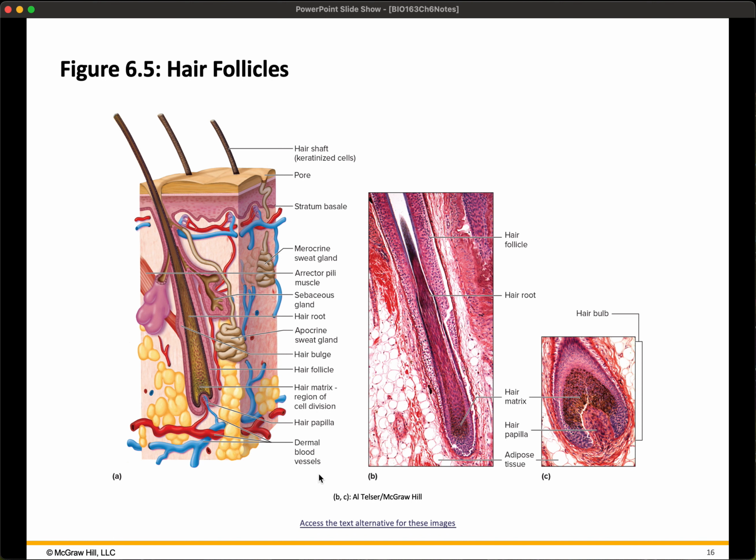Here's that structure of the hair follicle, the entire hair follicle. So you can see the shaft portion below the skin is this root. Enlarged down here at the bottom is the bulb with the dermal papilla, the hair papilla rather, providing blood vessels. And there's an enlarged picture of the hair matrix and the papilla.